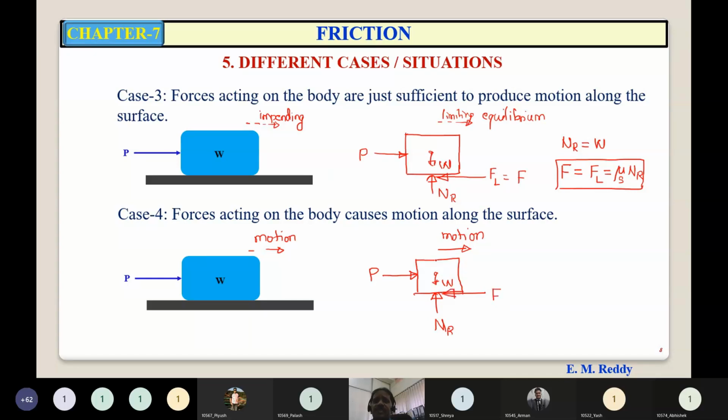In the y direction, that is normal to the surface, there is no motion. It is in equilibrium. So summation Fy is 0, that is, normal reaction is equal to the weight of the body. But in the horizontal direction, it is not in equilibrium. It is in motion. So here the magnitude of friction force is equal to the coefficient of kinetic friction into normal reaction.